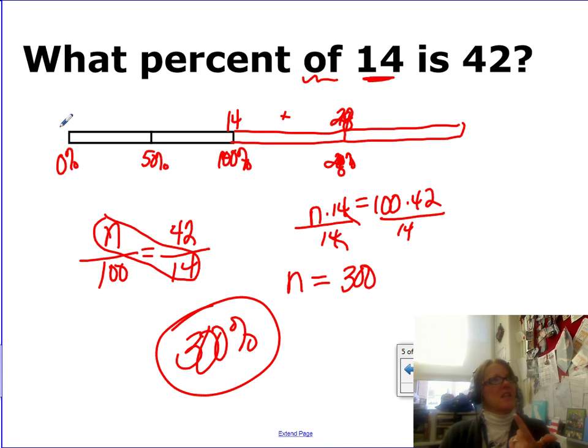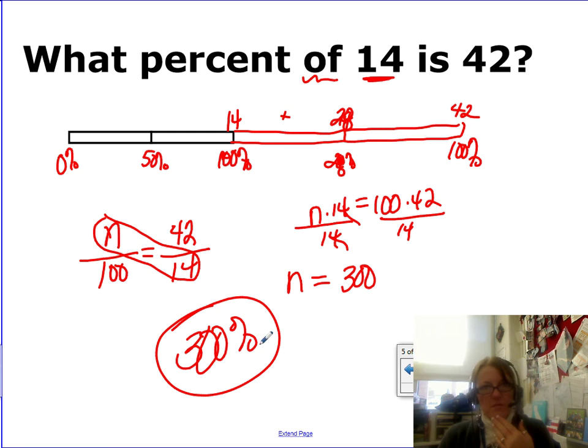Yeah, because this much, 100%, is 14. So I've got to take another chunk. That's another 14. That gets me 28. Take another chunk of 14, and that actually gives you 42. There we go. Ha, go figure.